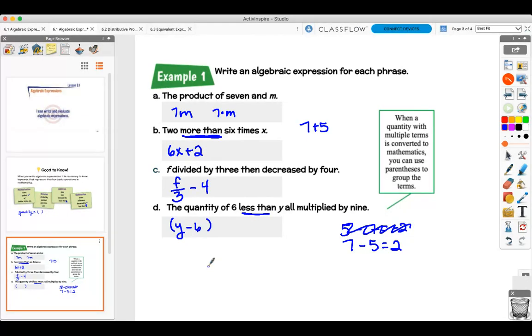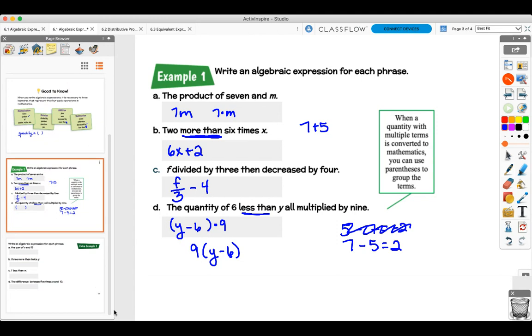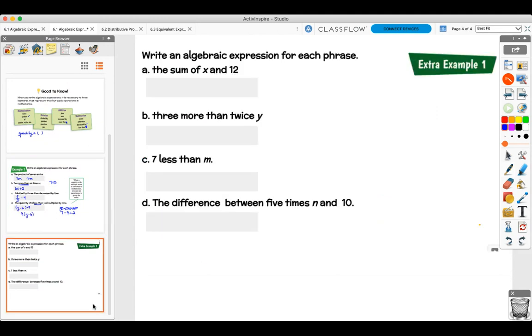All multiplied by 9. You could also write this as 9 times the quantity y minus 6. Both of these work. These are both correct answers. So just remember that. Okay, so just multiplied by 9. How about you try some example problems on your own on translating each phrase?